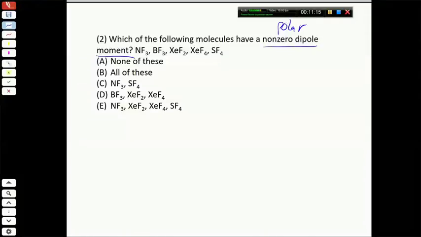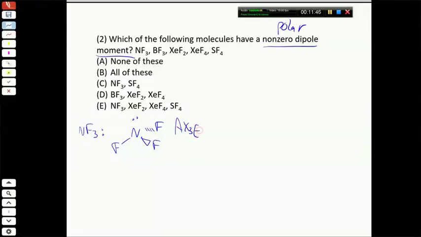So the first thing we can do is let's draw these out. So we have five. So let's do all five of them real quick. I'm not going to go through all the details of the Lewis structure, but we should be able to do these fairly quickly now. So NF3 is going to be AX3E. So it's going to be trigonal pyramidal. So this is one of those that we sort of referred to last time.